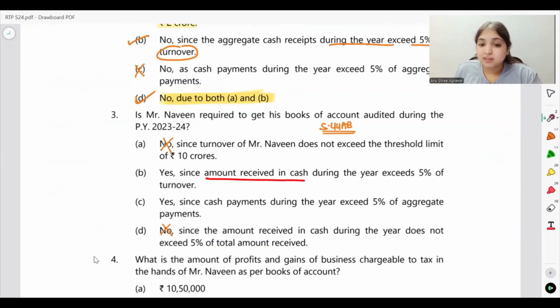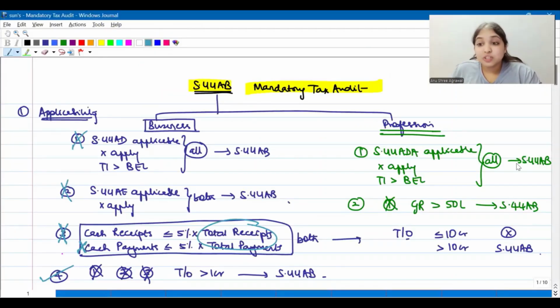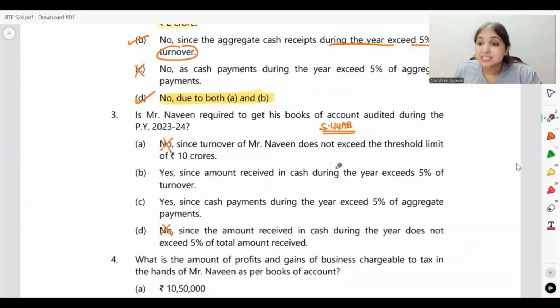Yes, since the amount received in cash exceeds 5% of turnover. Guys, in 44AB, are you looking at 5% of turnover? No, you're looking at 5% of total receipts. Here they're talking only about turnover. This we talk about only in 44AD, not in 44AB. Remember, 44AB is 5% of total receipts. 44AD is 5% of just turnover.